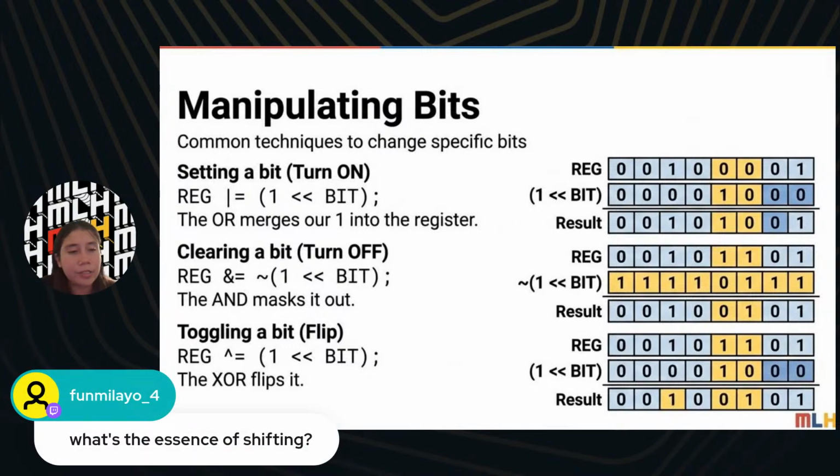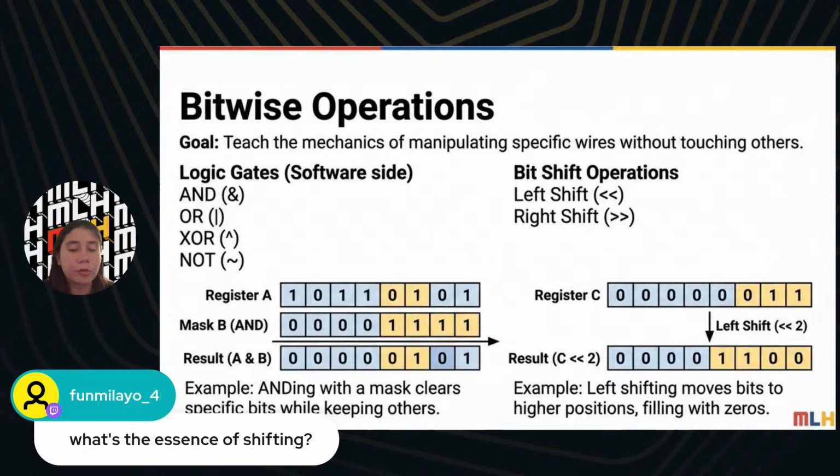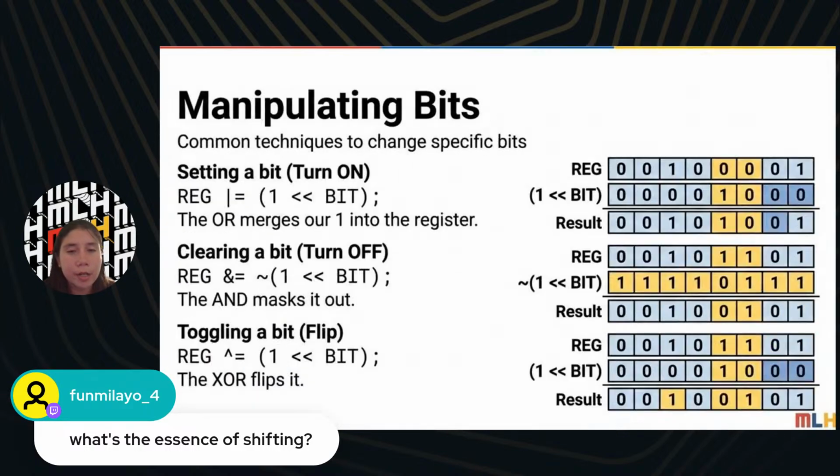We have a question in here. What's the essence of shifting? So basically, on your hardware, you have these spaces in memory, right? And each space in memory, which is a specific bit, has a meaning. So every position has a meaning. So if you want to play around with the meaning of things in your hardware, you need to do bit shifting. Well, basically bit manipulation. So apply logic gates and apply bit shift operations.